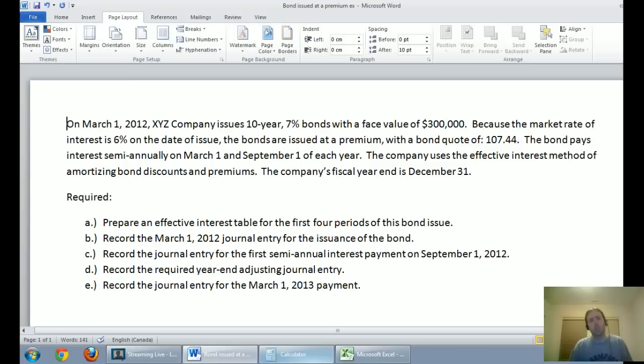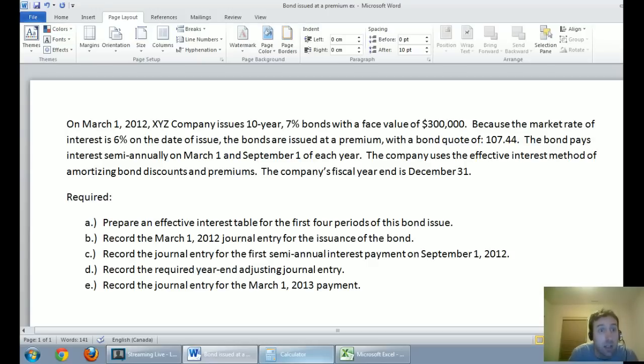In this video, we're just going to walk through a bond issued at a premium, doing the effective interest method and dealing with those first few periods of it. So again, if you're looking for retirement of bonds or conversion of bonds, that's beyond the scope of what we're going to do in this video. We're just going to do the basics of the bond effective interest rate method, dealing with a bond issued at a premium. So let's work through the problem. We'll work through the effective interest table and see if we can get through it from top to bottom.